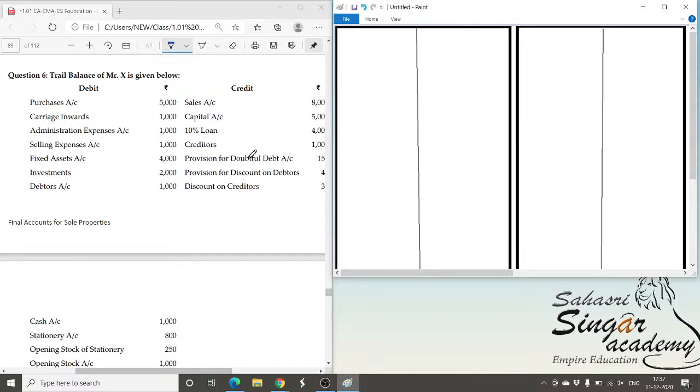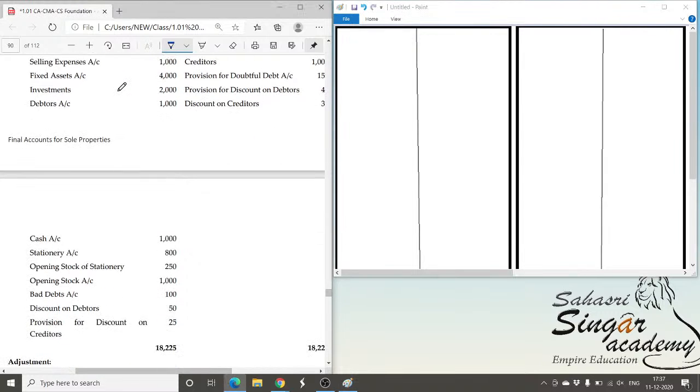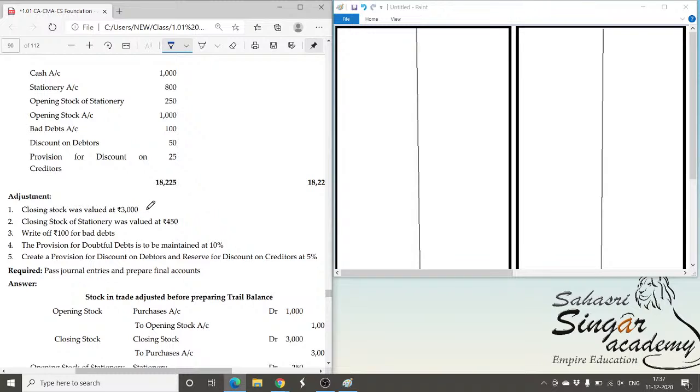Let us start with the illustration. Question number 6. Trial balance of Mr. X is given below. Additional information: closing stock was valued at rupees 3000. Closing stock of stationery was valued at 450. Write off 100 rupees for bad debt. Provision for doubtful debts is to be maintained at 10% per annum. Create provision for discount on debtors and reserve for discount on creditors. So these are the two additional items we are going to study in this illustration. So with that, all the items are over.